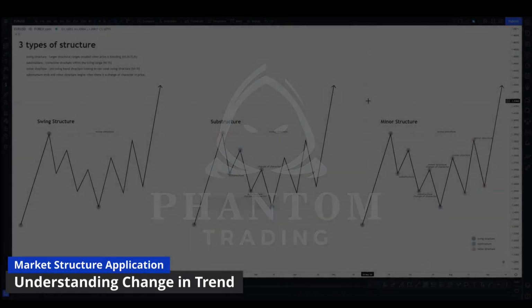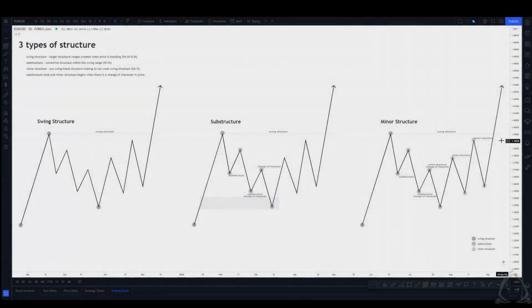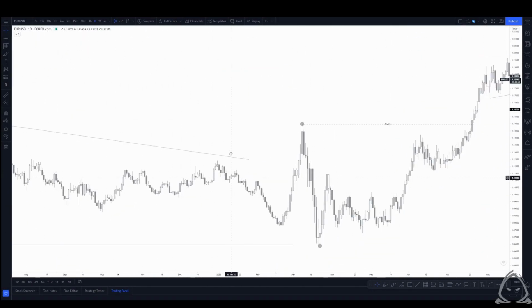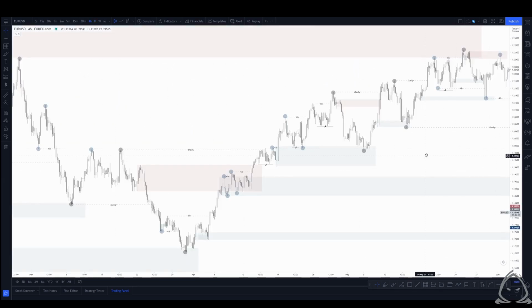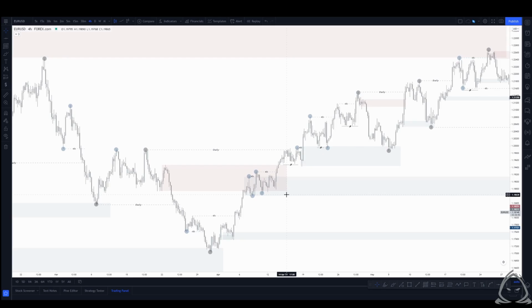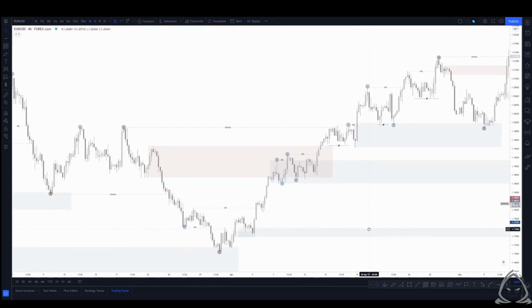Now that we've discussed the three different types of structure, what they mean, and how we can understand what's happening within swing structure, the best thing we can do now is just hop on the charts and take a look at a few examples to better understand the interactions between the three different types of structure and what it means when we're looking at an overall trend.